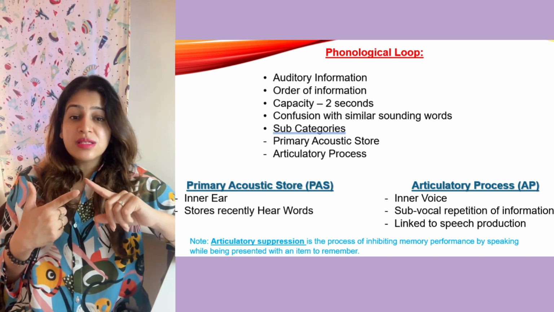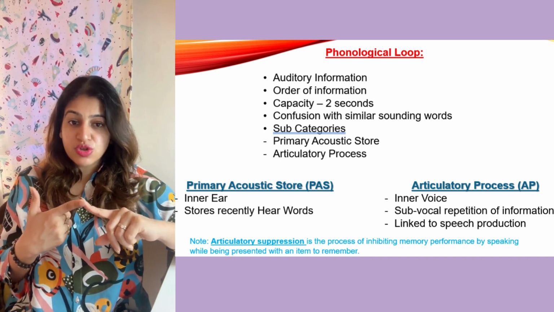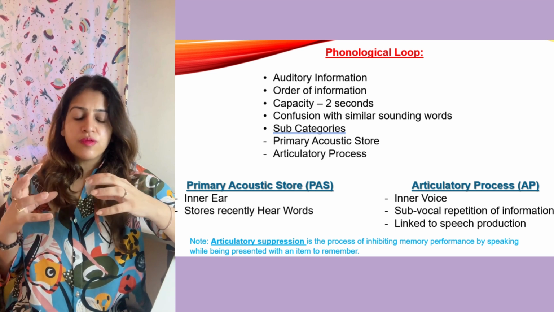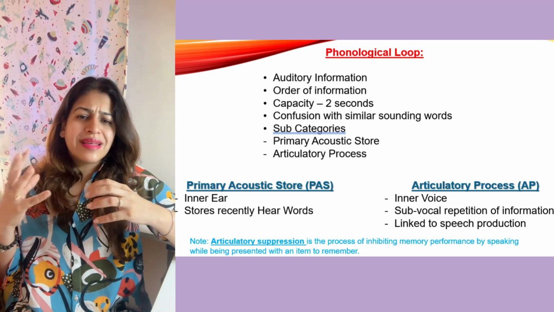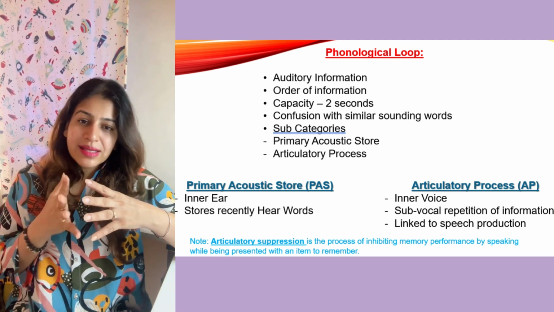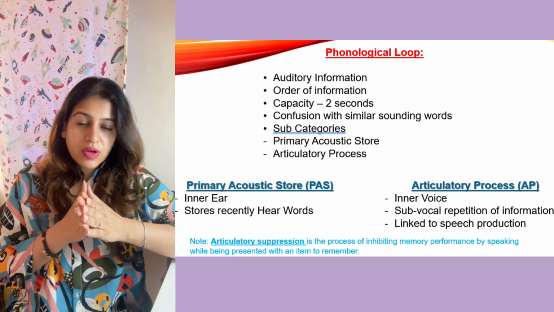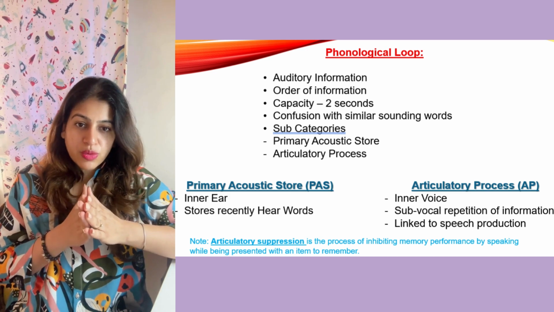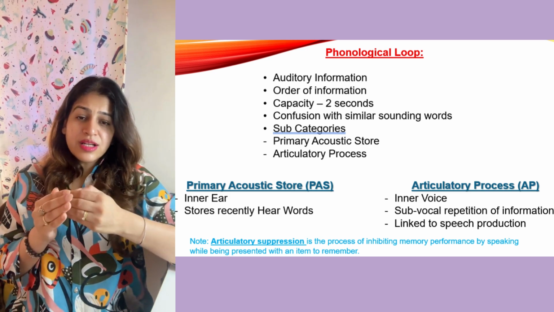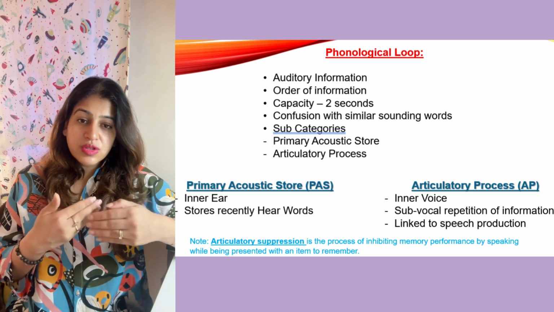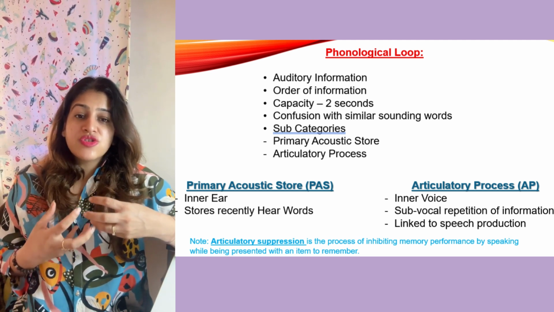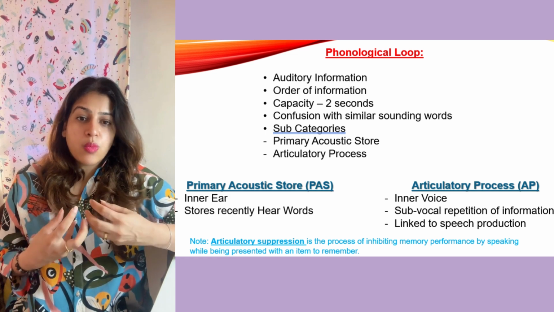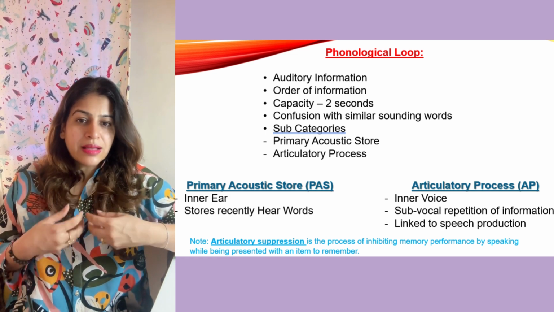So first, what is primary acoustic store? It is the inner ear which just holds on to all the voices that have recently come. So whatever you recently hear is there in the inner ear, in the primary acoustic store. Then that information is further rehearsed and maintained. The second is the articulatory process. What is it? It is the inner voice, when you are repeating the words to yourself.